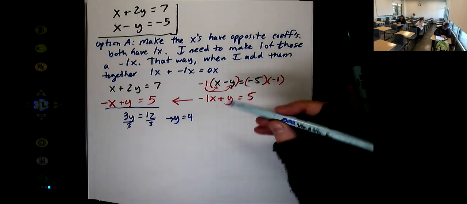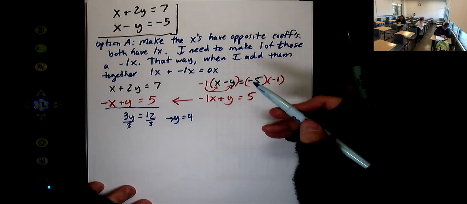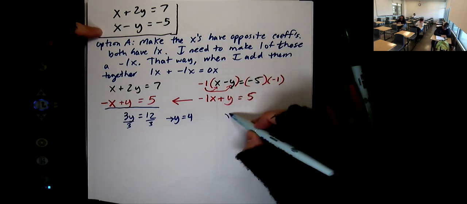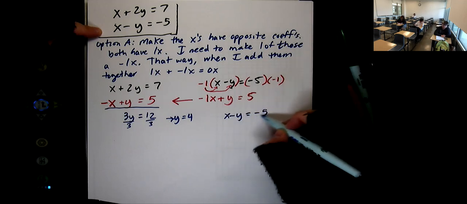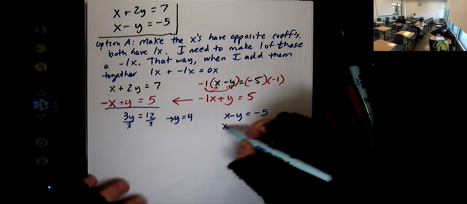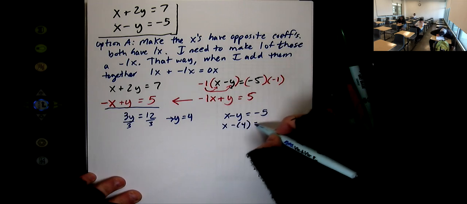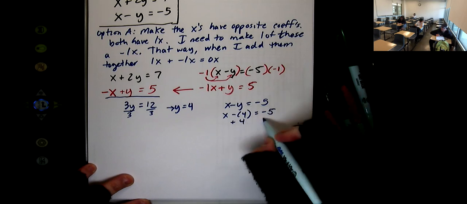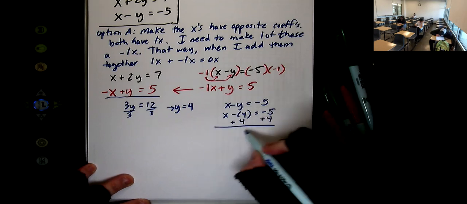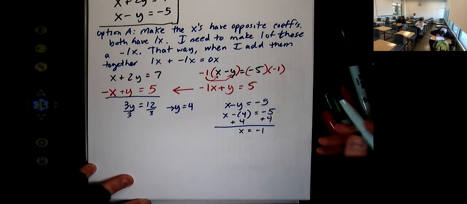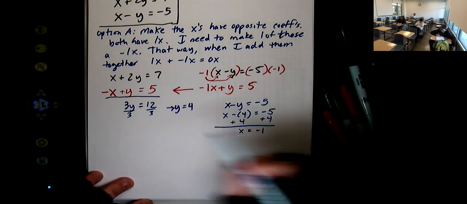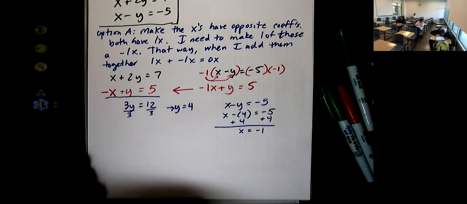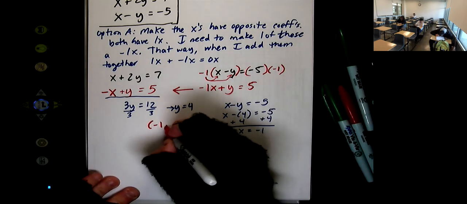And I can stick that into one of my equations. Let's do this one up here, the x minus y equals -5. If I put in 4, I get x minus 4 equals -5. Add 4 to both sides. I get x equals -1. So my solution here is -1, 4.